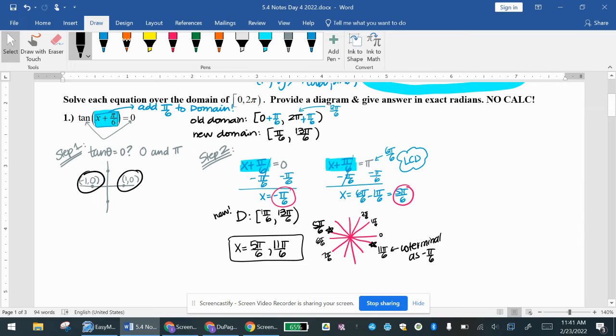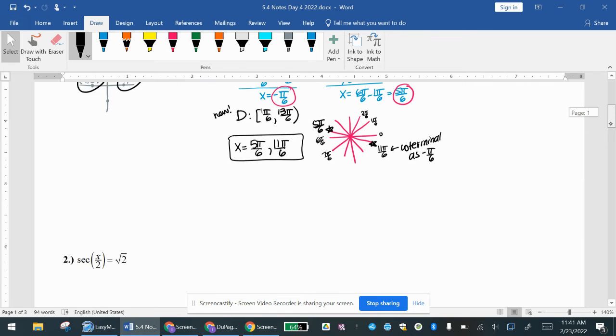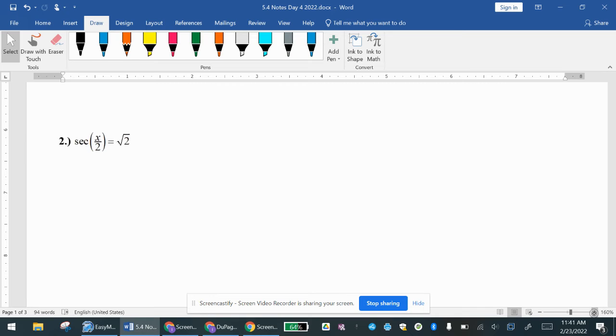Okay? So our angle in here was x plus pi over 6. So you're going to set that equal to 0 and that equal to pi. And then solve it, but make sure that you adjust your domain and pick answers only within that domain. Make sure you're doing this without a calculator as well.